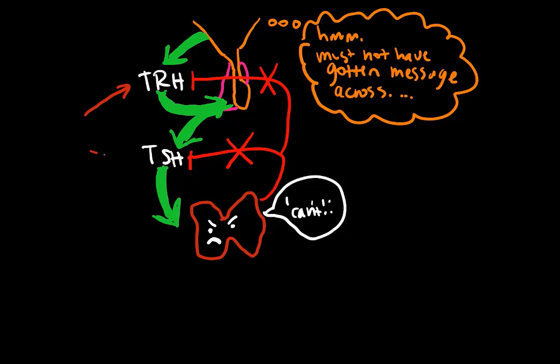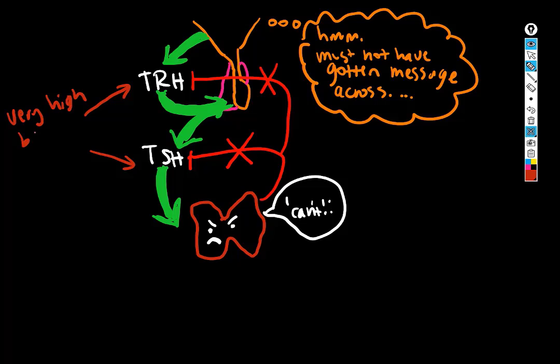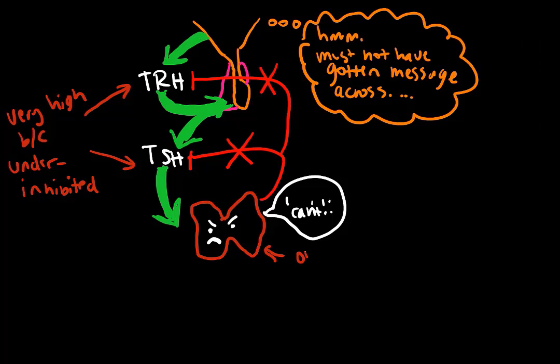So we have very high levels of TRH and TSH because they are under-inhibited. And we have a frustrated thyroid that is trying very hard but can't make what it's supposed to, so the thyroid is overstimulated. It's being stimulated by TSH too much.